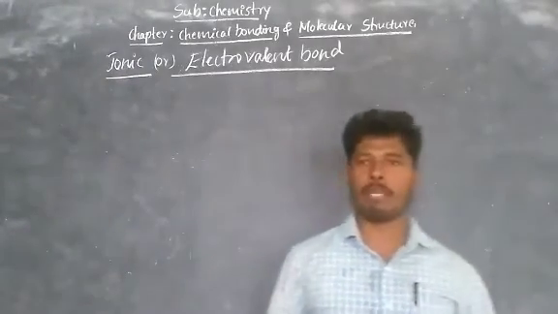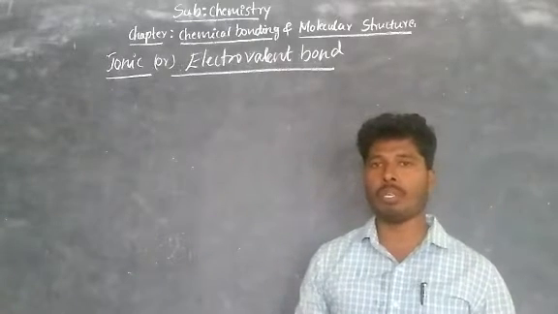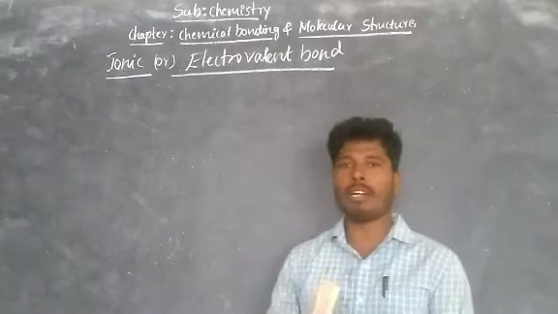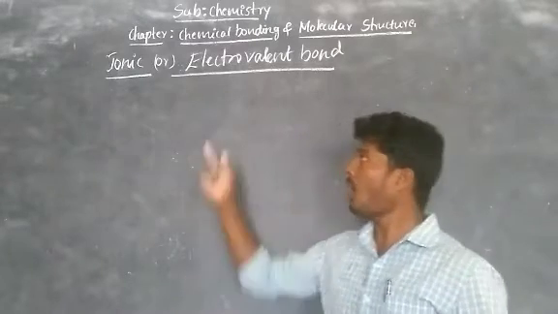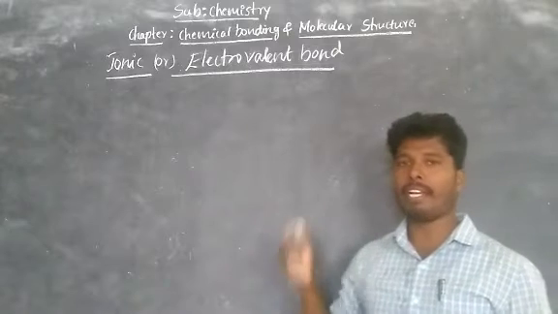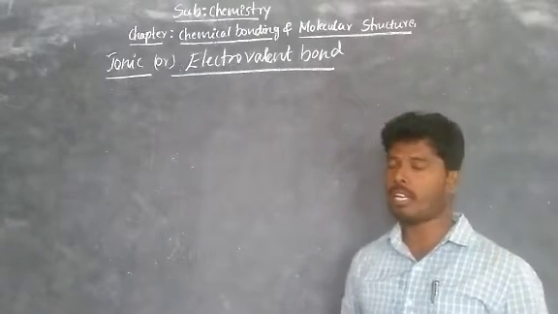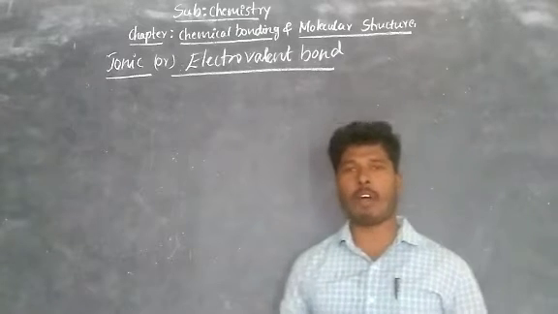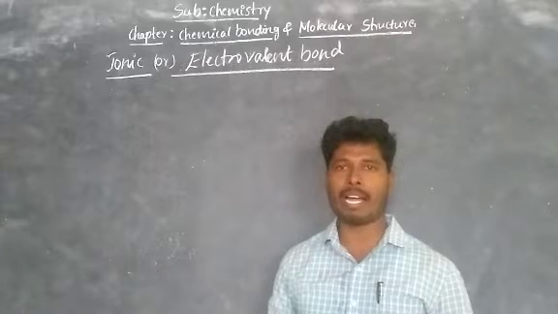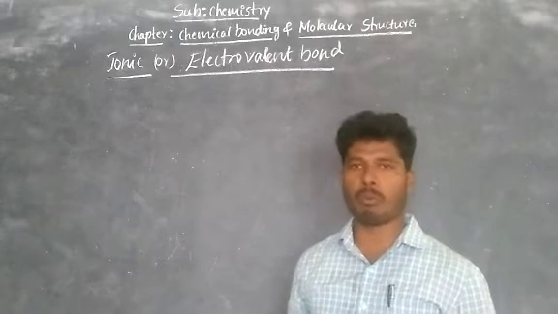The next concept is ionic or electrovalent bond. So you already studied the covalent bond, right? Similarly, this is the second type of bond, that is ionic bond or electrovalent bond. See, the ionic bond is found between two charged ions. These charged ions are formed by complete transfer of valence electrons from one atom to another atom. The electrons may be either one or more than one.